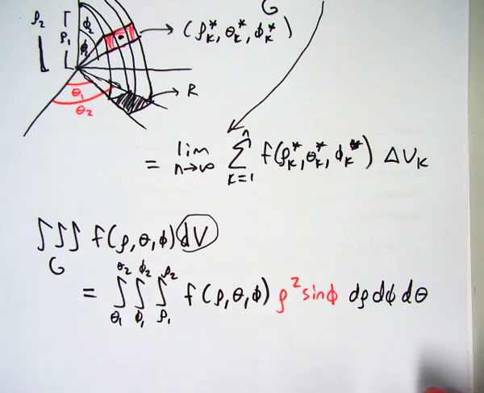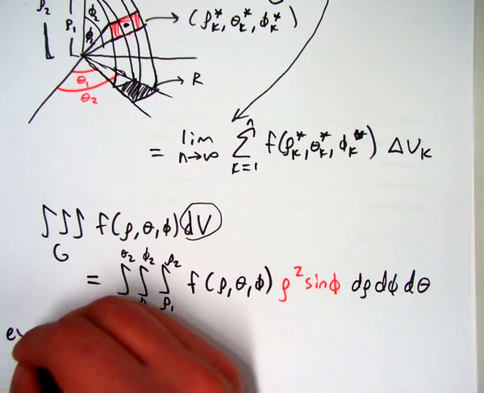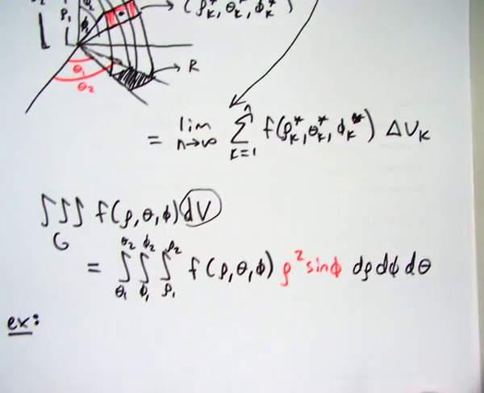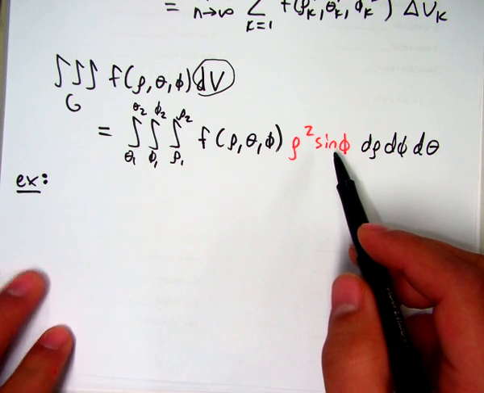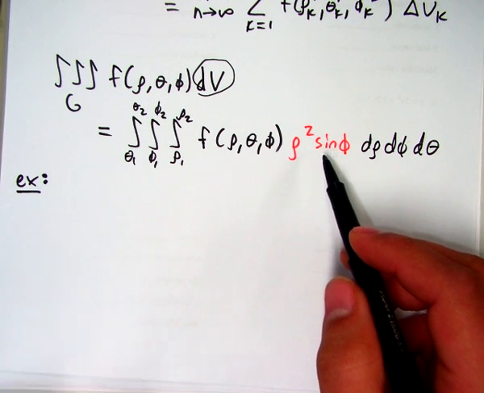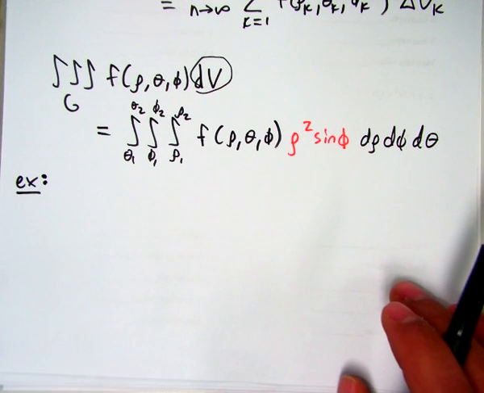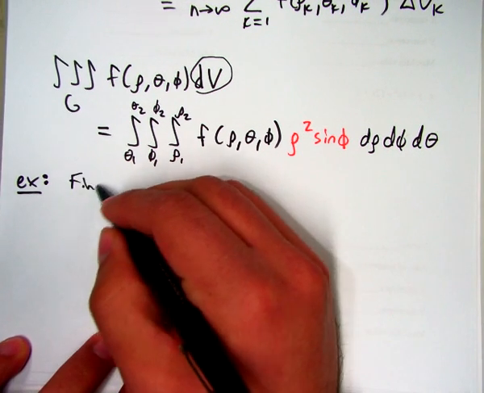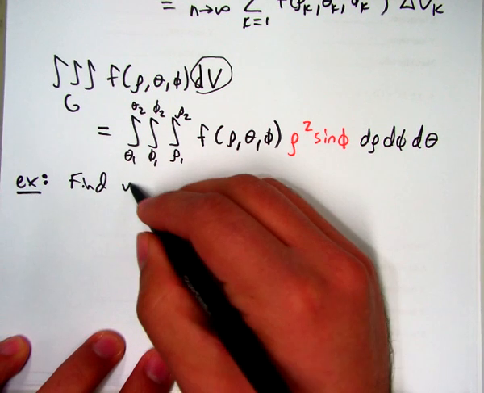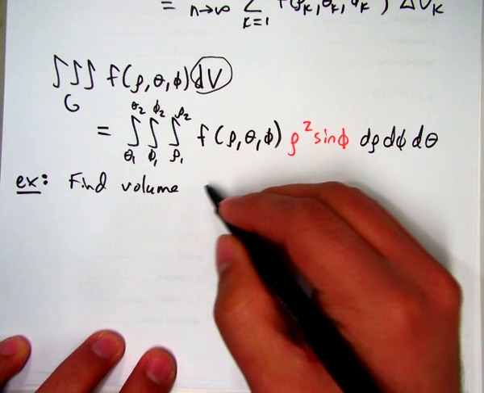All right, so here's an example. And again, for now, don't worry about where that r came from earlier. This rho squared sine phi, for now, just kind of trust it. I'll show you where it comes from in 14.7. All right, so let's say you wanted to find the volume of the ice cream cone.